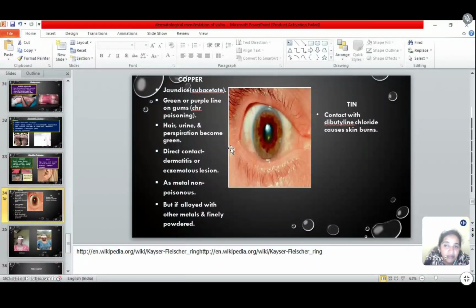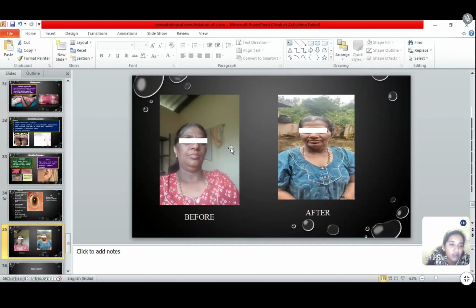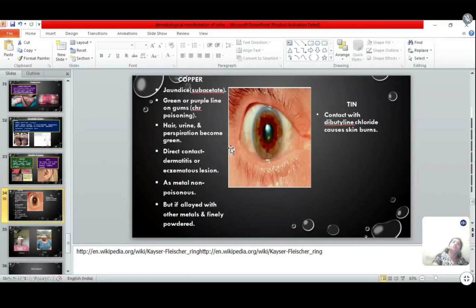Tin, again, as I mentioned, causes skin burns, and when it is in contact with dibutylene chloride, this is one component which will produce toxicity. Now, we had seen certain poisons and their dermatological manifestations.